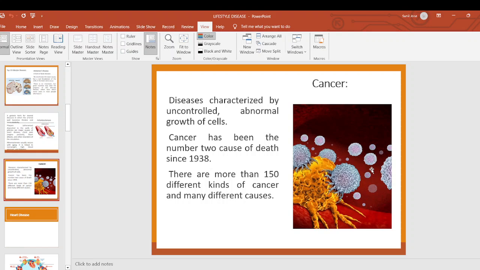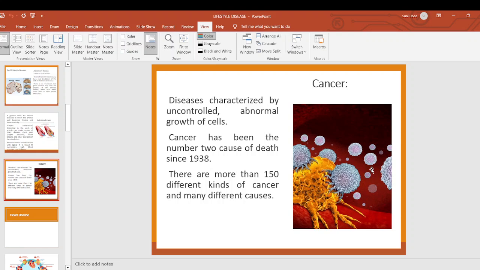For example, you want to kill only one cell, but not only that cell, many other neighboring cells may also be dying. So that is the problem of our present approach of cancer treatment. That is why cancer is still considered an important problem.